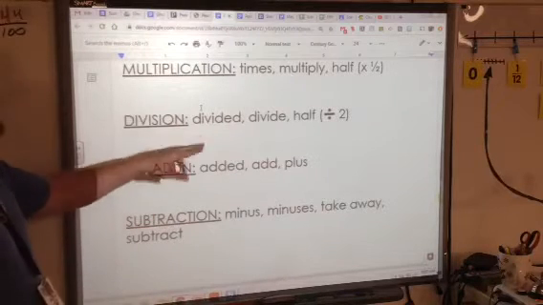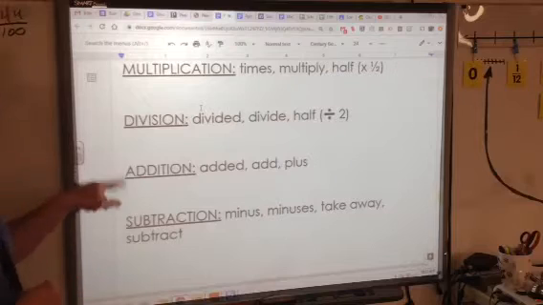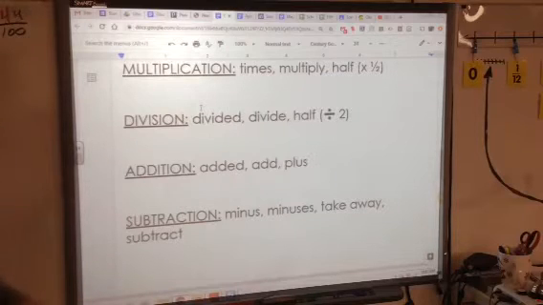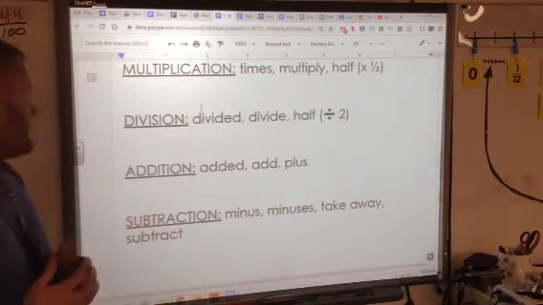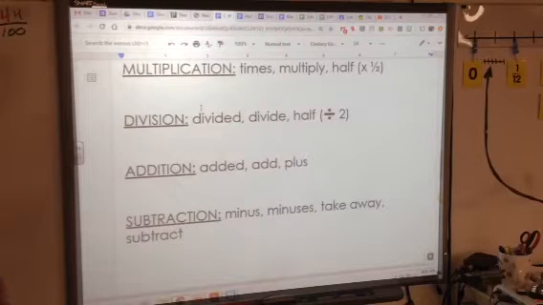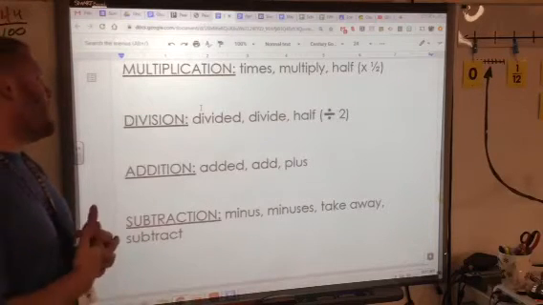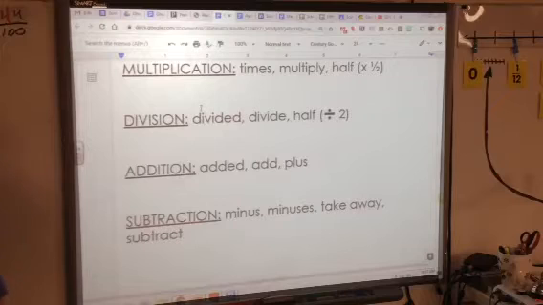For multiplication we see times and multiply, for division we see divided or divide, for addition we see add, added, plus, and then for subtraction we have minus, take away, or subtract.